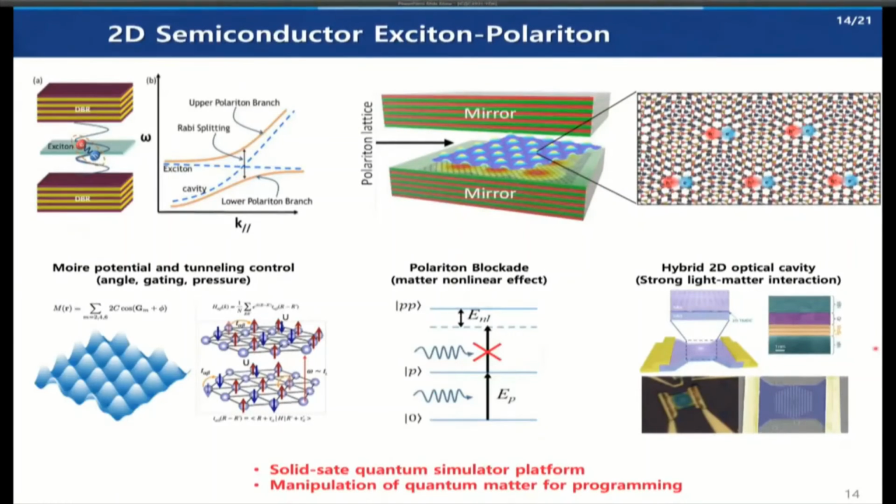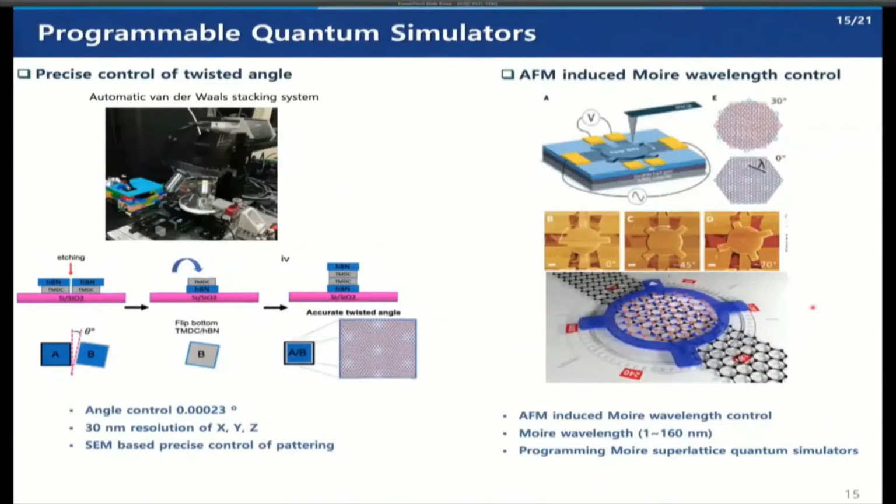So our approach to programming the 2D semiconductor exciton polariton quantum simulator: a simple strategy is changing the angle when we're stacking the device. We have a homemade automated van der Waals stacking device system, so we can control the angle below 0.0002 degree. We also use piezo manipulators, and the XYZ alignment resolution is around 30 nanometers.